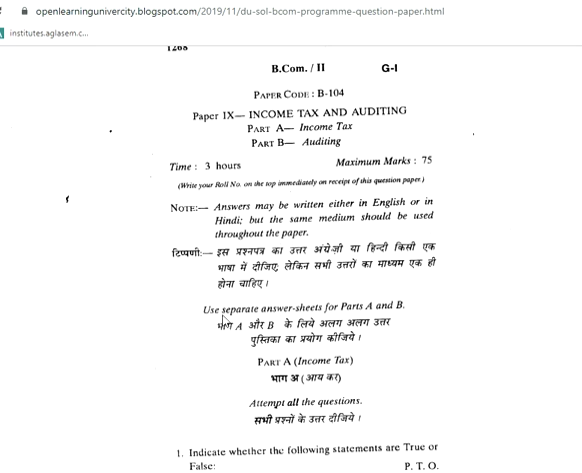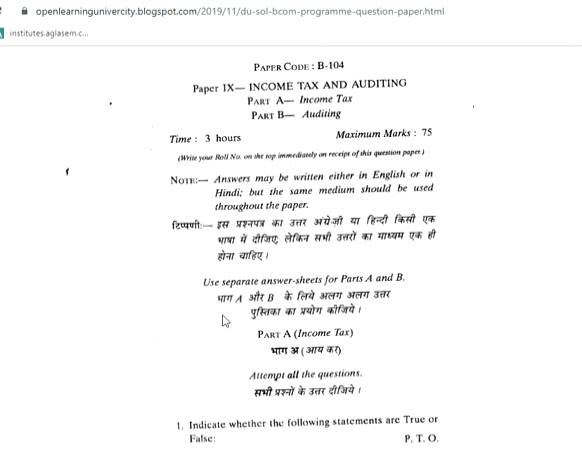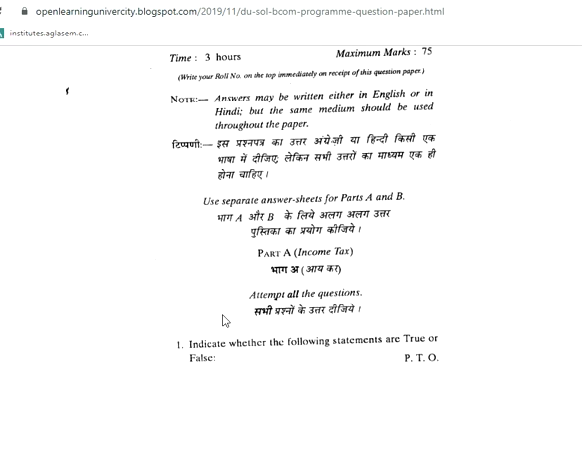Use a separate answer sheet for part 1 and part 2. This paper is divided into 2 parts. Part A is income tax and part B is auditing. All the questions are compulsory. You have to attempt all the questions. So we start from question number 1. Now we see what is question number 1.